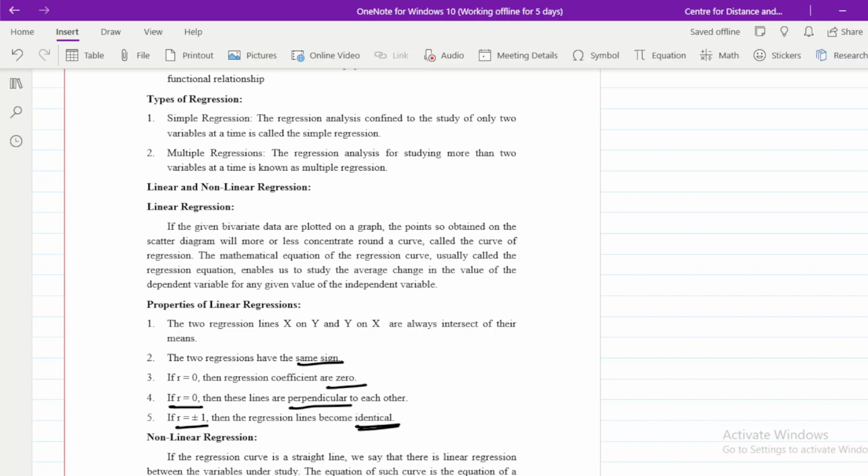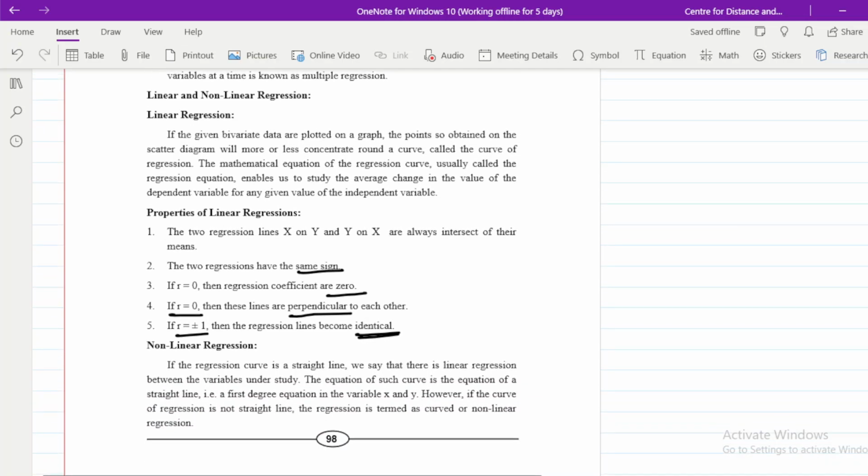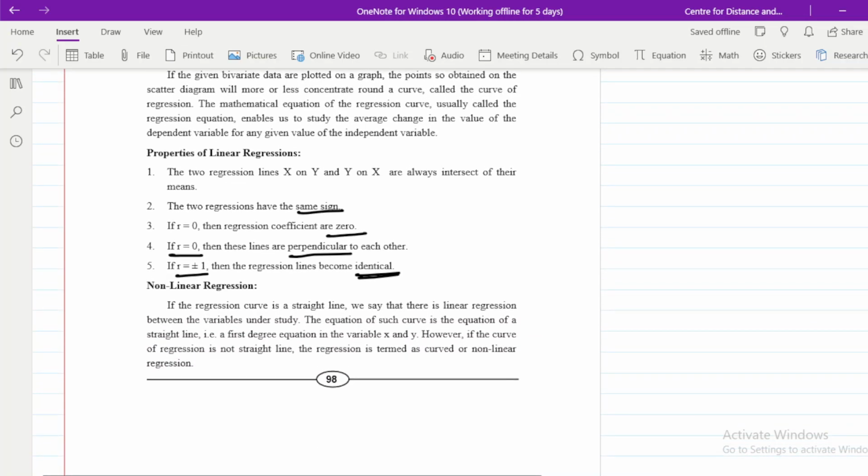Okay. Now, non-linear regression. That is, if the curve of regression is not a straight line, then the regression is termed as curvilinear or non-linear regression. That means, if the curve is a straight line, then there is a linear regression, and when the curve is not a straight line, then the regression is non-linear.